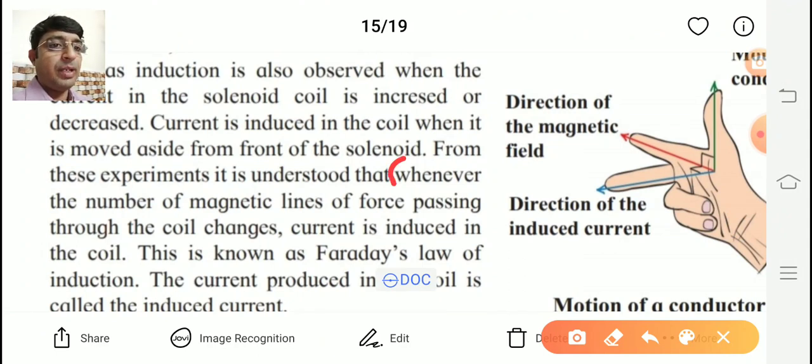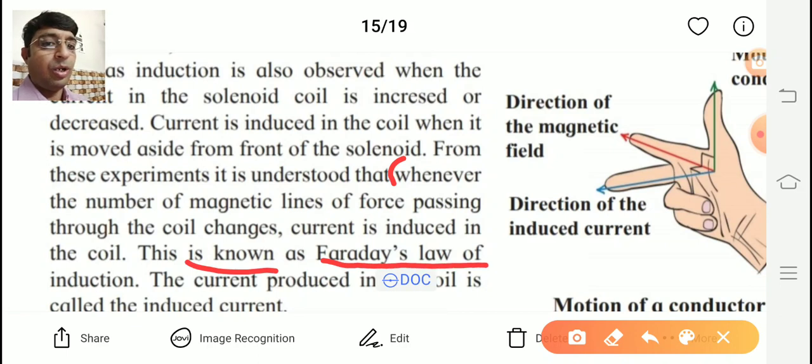Whenever the number of magnetic lines of force passing through the coil changes, current is induced in the coil. This is called Faraday's law of induction. All of you mark this answer. Whenever the number of magnetic lines of force passing through the coil changes, current is induced or produced in the coil. This is known as Faraday's law of induction.